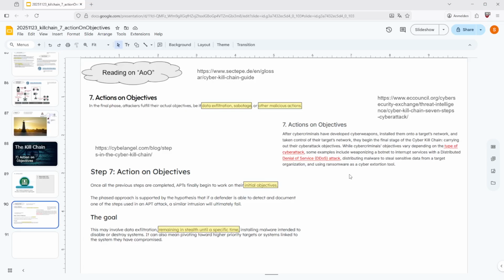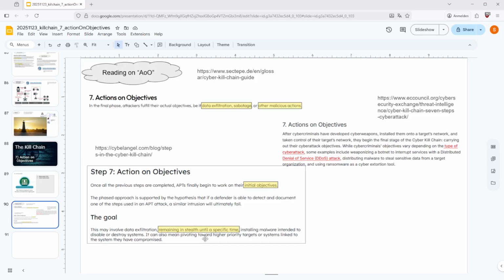Some examples include weaponizing a botnet to interrupt services for a distributed denial of service (DDoS) attack, distributing malware to steal sensitive data from a target organization, and using ransomware as a cyber extortion tool. Yeah, this is absolutely okay. There's nothing to complain about here, so I will close that tab now to keep track of what we already looked at. So now we look at this.